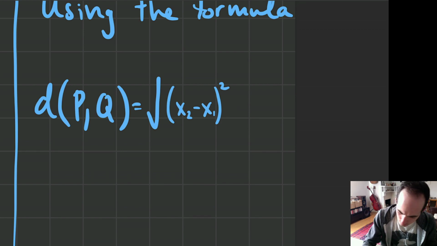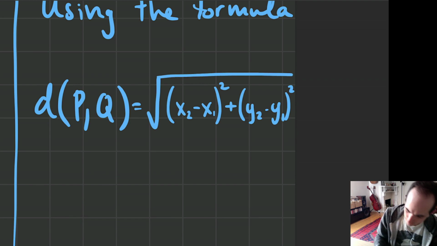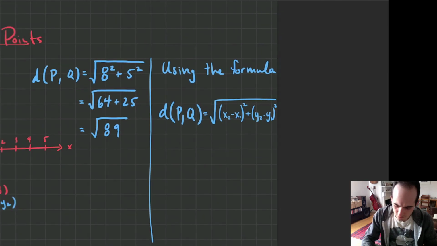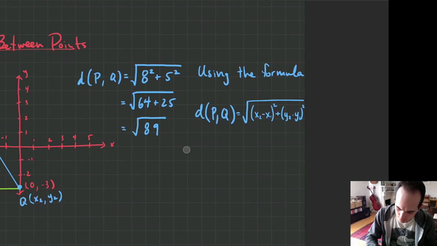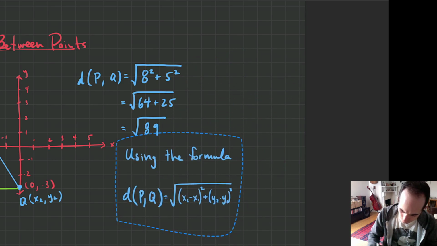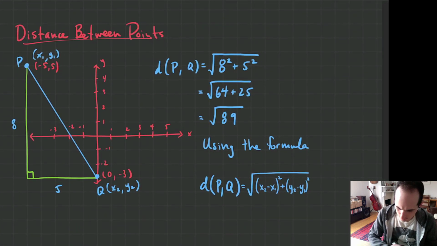Go back to blue. So this is going to be plus y2 minus y1 squared. Looks like I had just enough room. Okay, so let's use this formula, and I'm going to need more room. So I'm going to erase this, and I'm going to put this down here. Let's use this formula to calculate the distance.